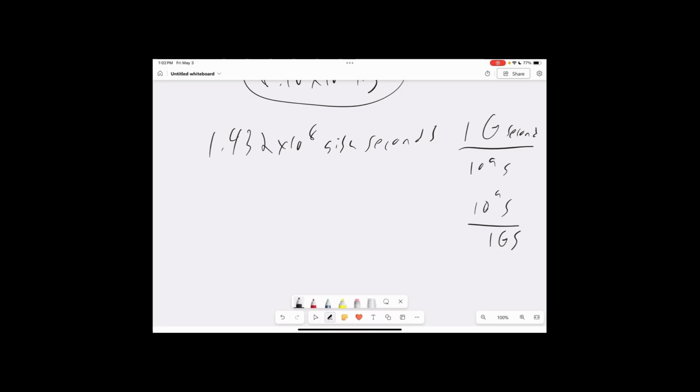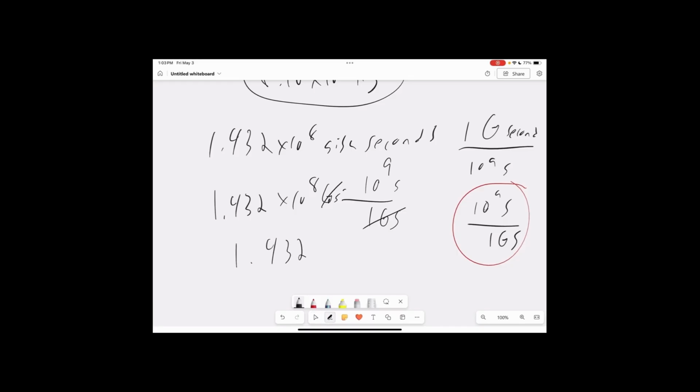Okay, so we want gigaseconds on the bottom, seconds on top. That's going to be this version of the fraction. So we can say 1.432 times 10 to the 8th gigaseconds, multiplying this by the fraction 10 to the 9th seconds over 1 gigasecond. Gigaseconds cancels. And by the way, when you're adding or multiplying numbers in scientific notation, you're going to be adding your orders of 10. So this is the same as saying 1.432 times 10 to the 17th. So that's the age of Earth in seconds.